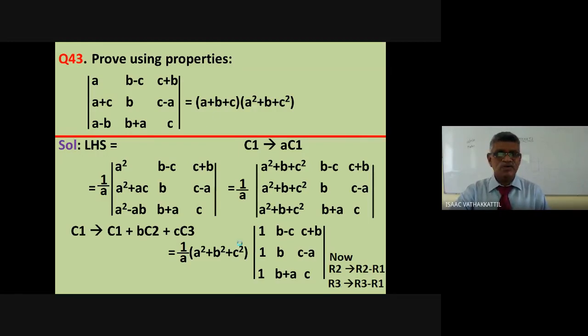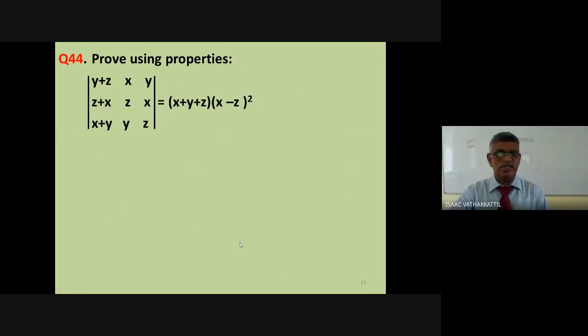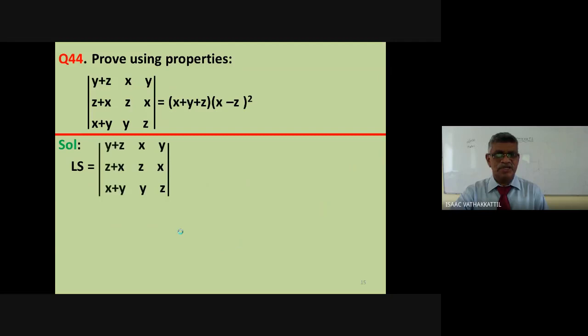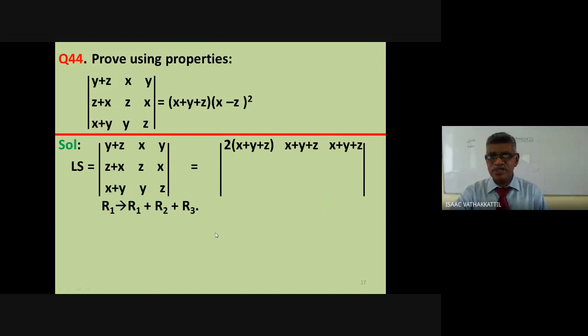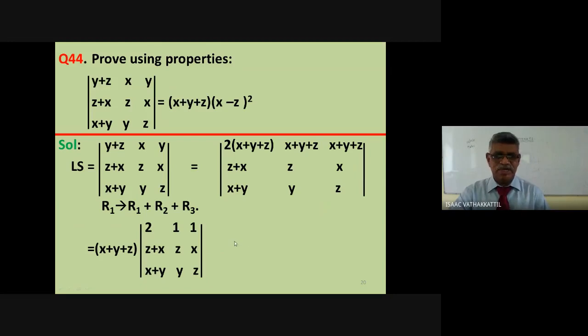Now the second question was again simple, that was here, and I think I gave the hint also yesterday. Adding up R1 changes to R1 plus R2 plus R3, you take x plus y plus z common, and one step, that is C1 changes to C1 minus C2 minus C3, will bring that. The first column will become 0, 0, z minus x minus z. That minus will be compensated later. Okay, that will be done.